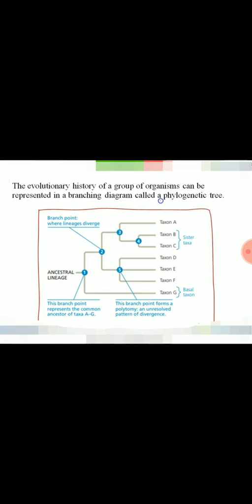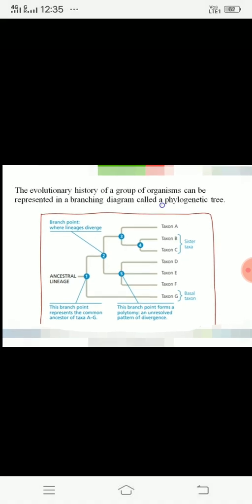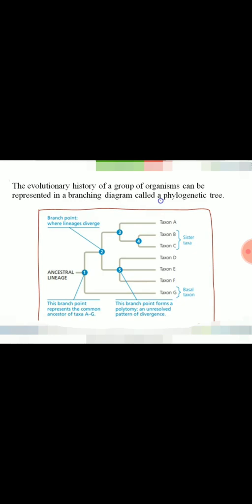You can think that no divergence means no evolution has occurred from the ancestor up to now. No, it is not true. In taxon G also evolution occurs. But this outgroup, taxon G, is less closely related to the other taxa in the tree. The evolutionary changes exist in taxon G, but they are not shown in this diagram.